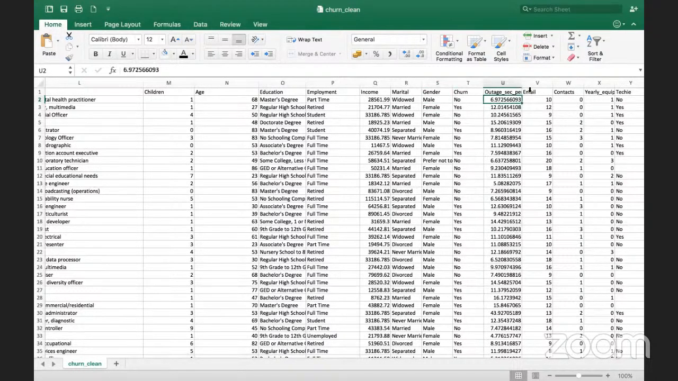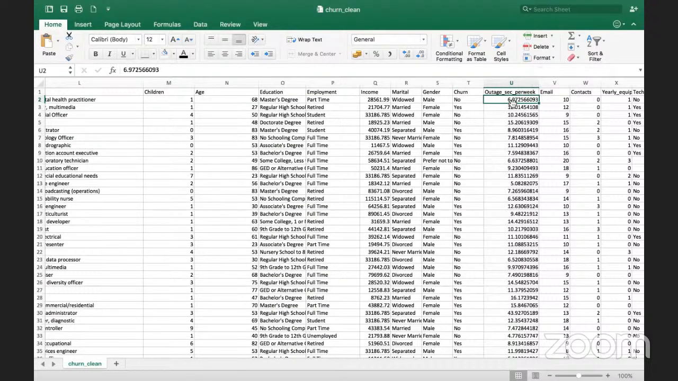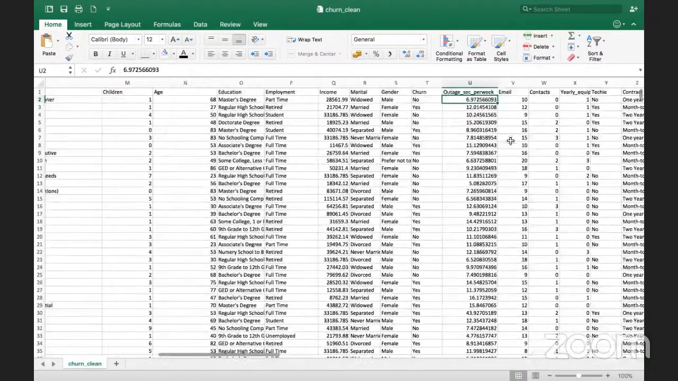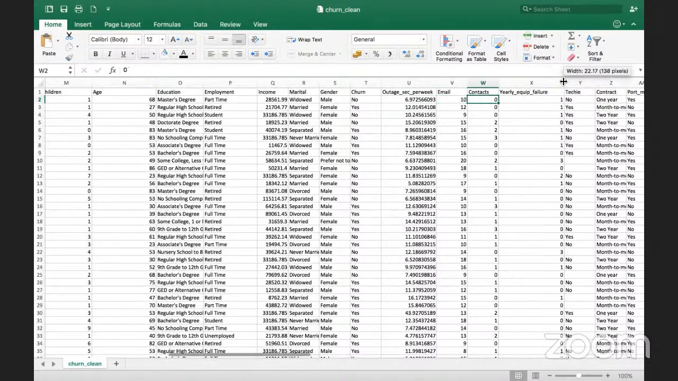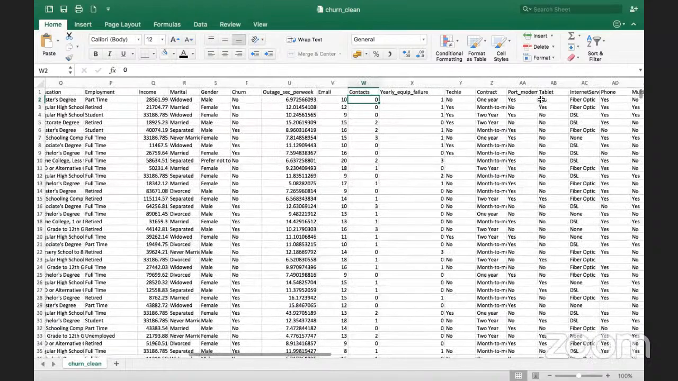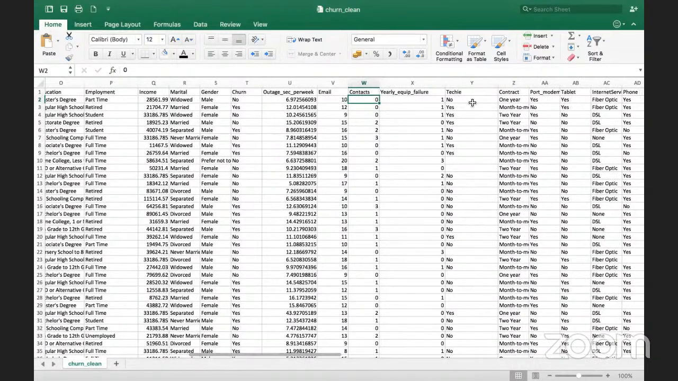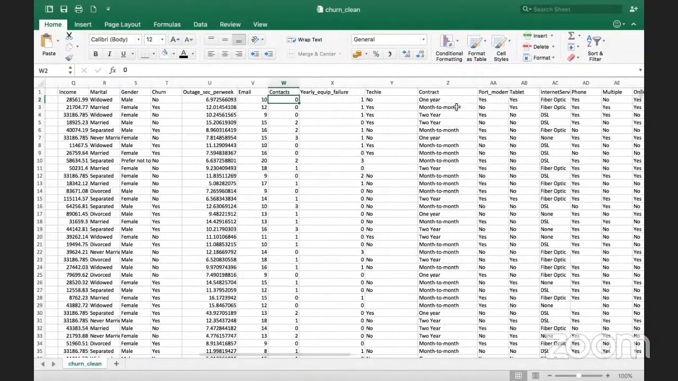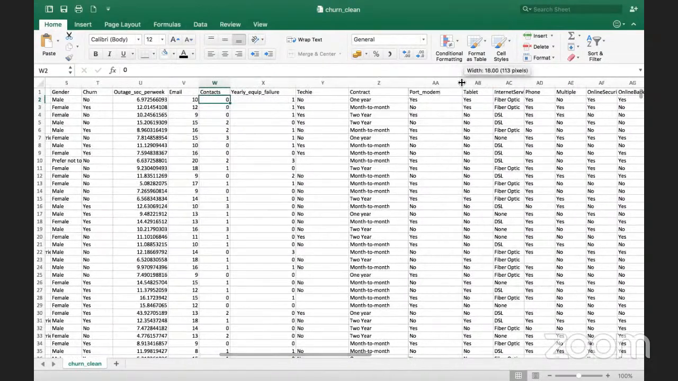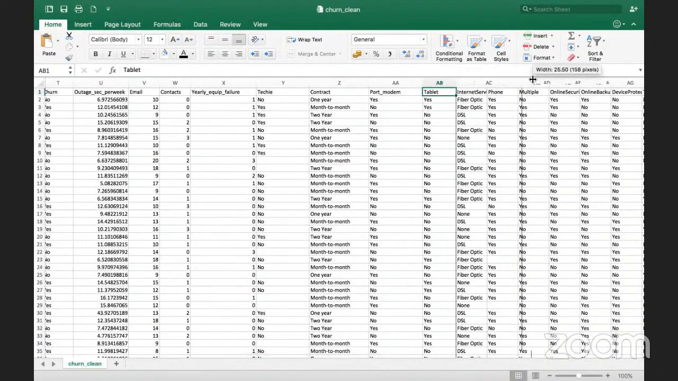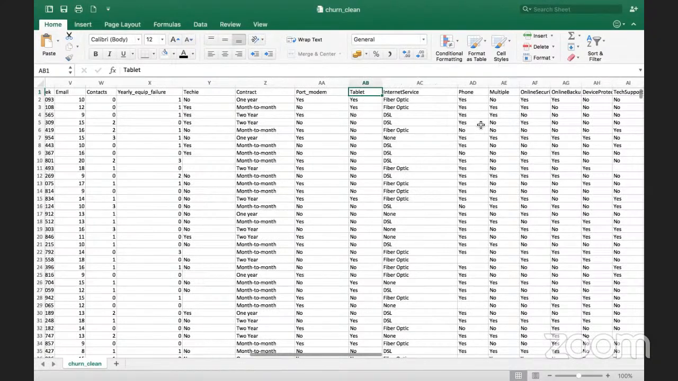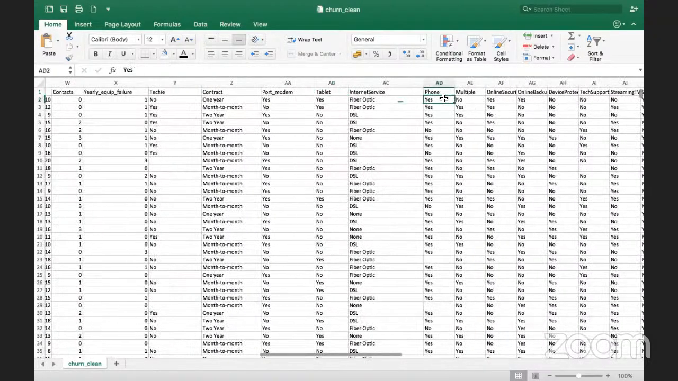Okay, and outage per week. Okay, emails. What are the contacts they have? Yearly equipment failure, only one time. Any technical issues? What is the contract they have done? Do you have a modem or not? They are using a tablet phone. Okay, for internet services, a DSL or a fiber optic. They use the phone also for multiple purposes.